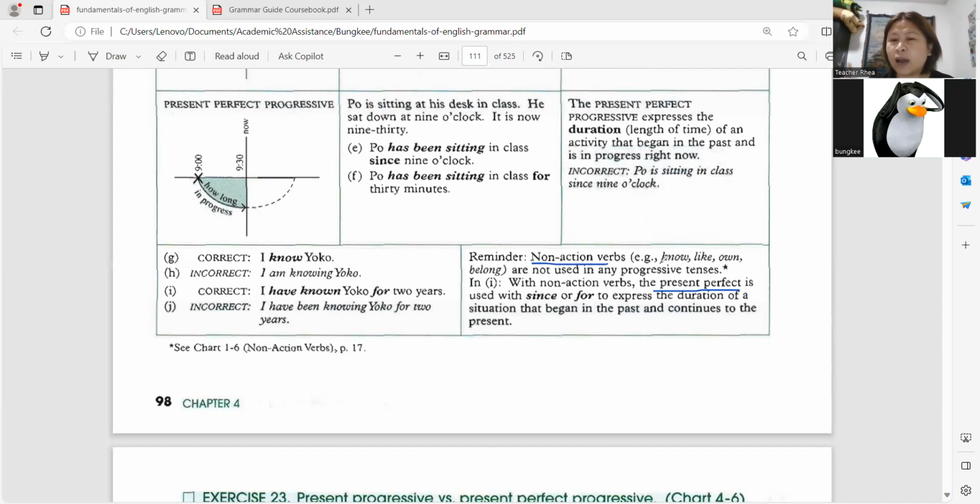Like, I have known him for 12 years. I have liked him for 7 years. So you can only use the present perfect with since or for. But you cannot use present perfect continuous or present perfect progressive with this kind of verb.